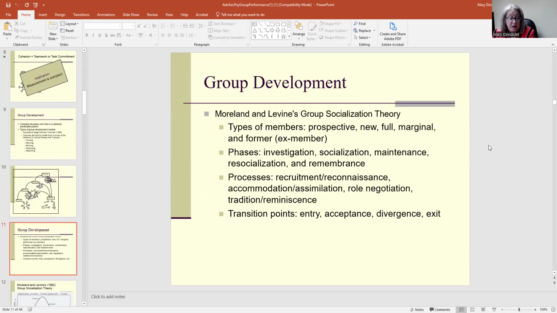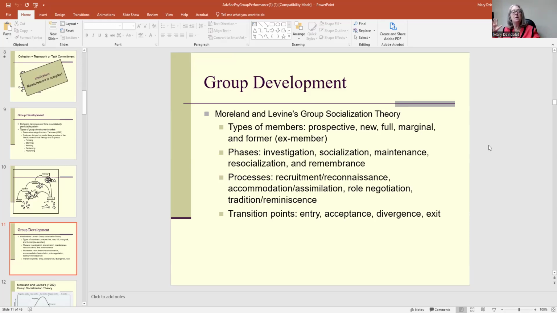Now, I'm going to teach you about one that's still pretty old. It's 1982 when Moreland and Levine came up with their group socialization theory. This is the theory that, when I look in the literature, I see more than any of the others. In their group socialization theory, they say that members go from being prospective members of a group, then a new member of the group, then a full member of the group.